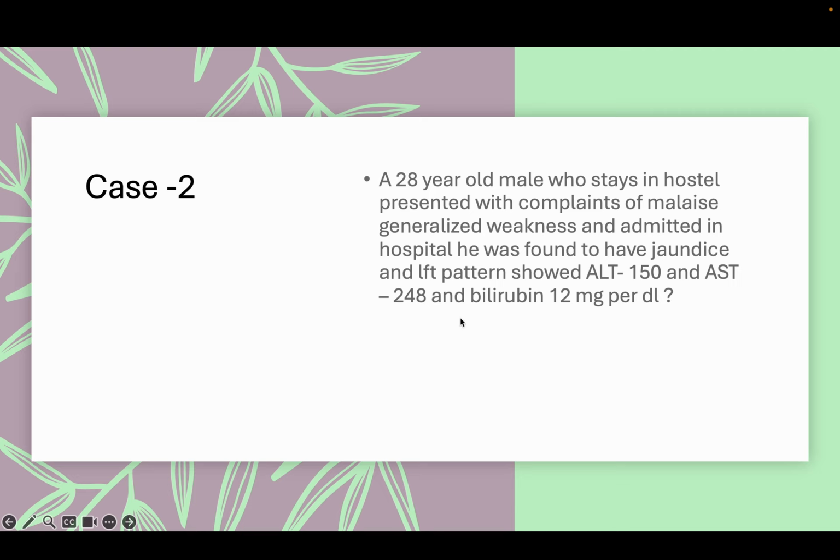So maybe this patient is a case of viral hepatitis in the background of alcoholic liver disease. That is why the enzyme pattern is not following the trend of viral hepatitis and is following the trend of alcoholic hepatitis. So this might be a case of viral hepatitis in the background of alcoholic liver disease. So this is the pattern. And the bilirubin elevation is one thing I want to highlight: 12 may be a possibility in this case.